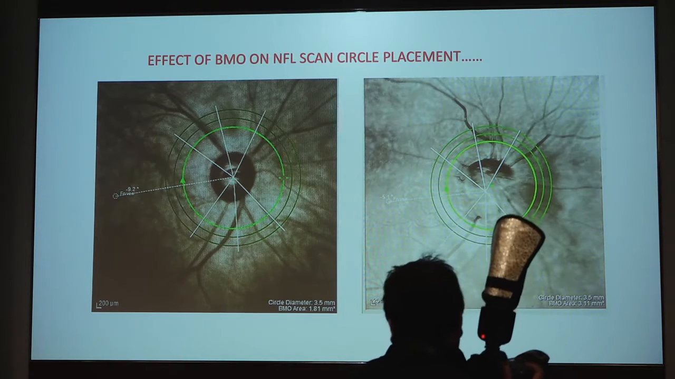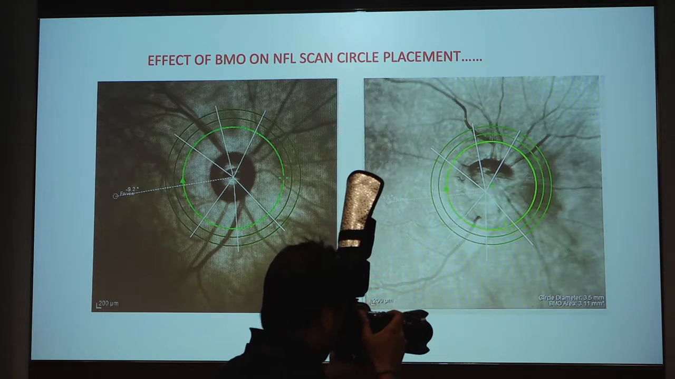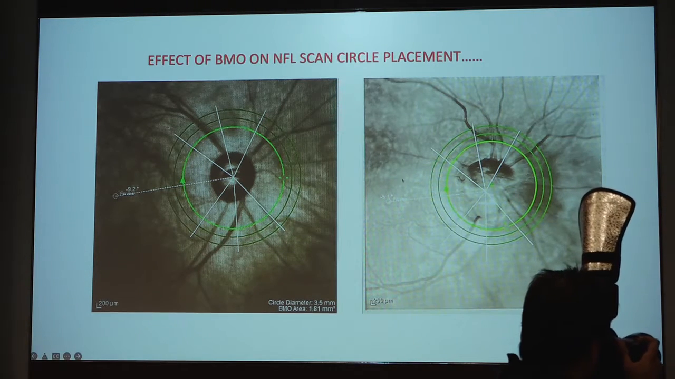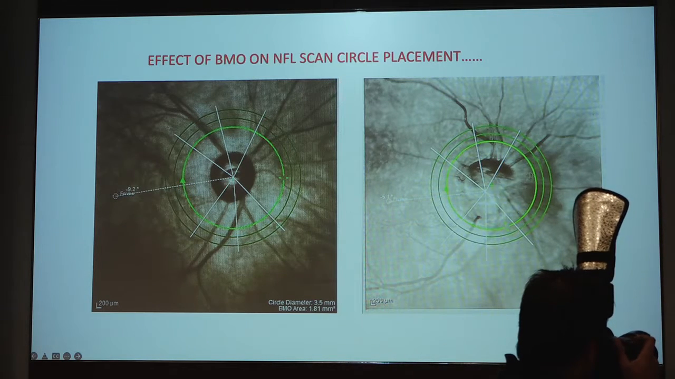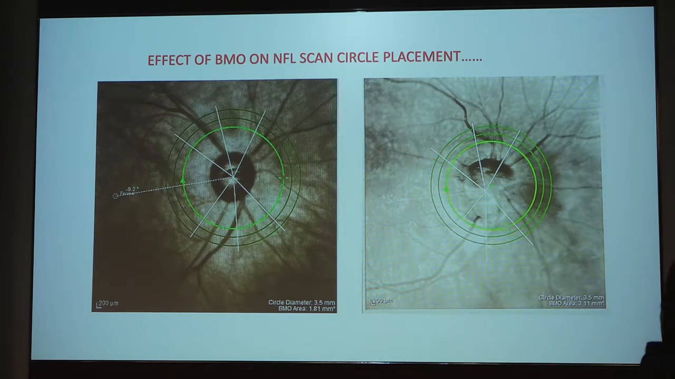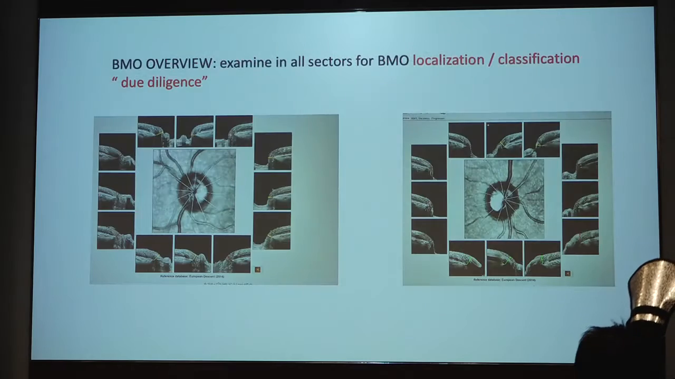Now you can see the effect of the BMO on NFL scan circle placement. Because you cannot see the center of the BMO, here you may sometimes be right in placing the scanning circle, but here there is no way you can place the scanning circle in the position which is required, because you just can't identify the BMO. So this is a very, very important clinical correlate of why BMO centration and automation is very, very important.